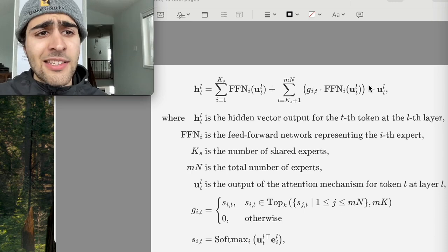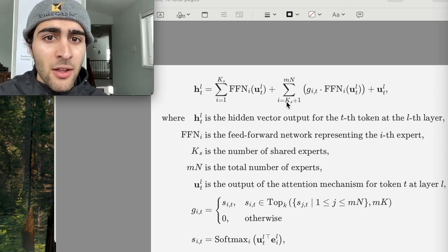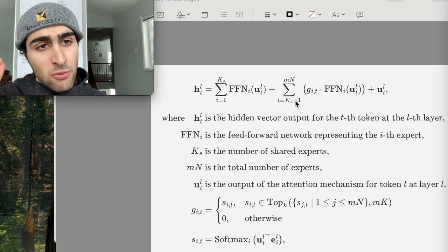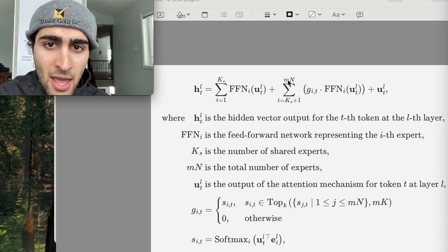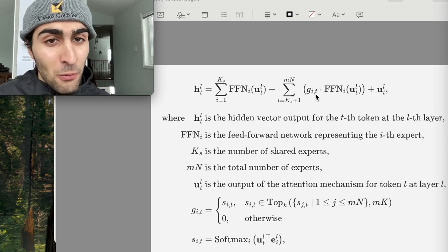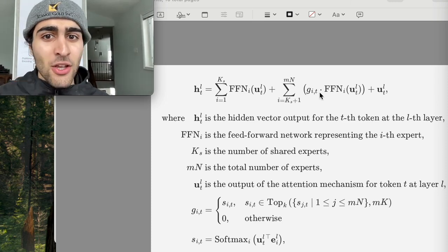And now let's look at the more difficult part. So mN is the total number of experts, and we sum from the first routed expert. So we do K of S plus 1 to avoid the shared experts, from the first expert all the way up to mN. And then within the summation, we have what you remember from much earlier, which is our gating function, which gives us the weights over the experts.